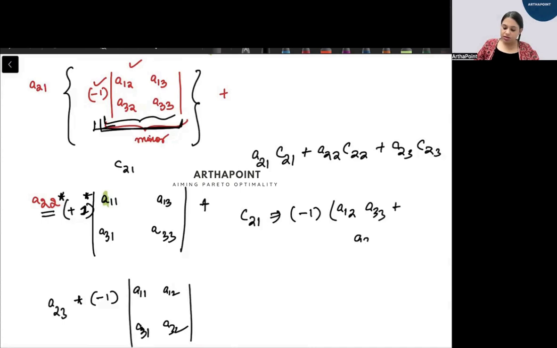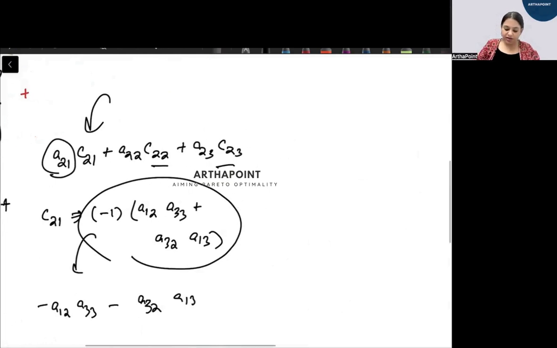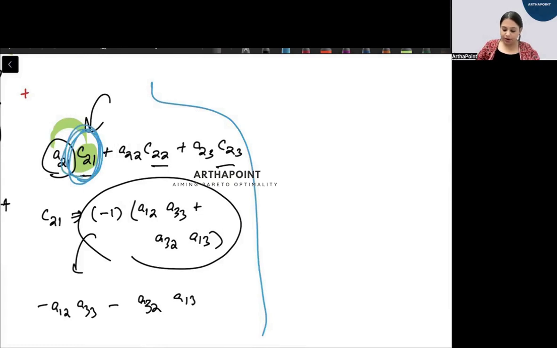plus A32 A13, ठीक है। And then this cofactor and then this. अच्छा, cofactor में देखो, if I open this cofactor, अगर मैं इस cofactor को open up करती हूँ, so I will get -A12 A33 -A32 A13, and then ये cofactor is getting multiplied with A21, है ना। Cofactor, first cofactor जो भी ये value है, this is getting multiplied with A21 ना। So basically what happens is when I open this cofactor, I'm getting this.